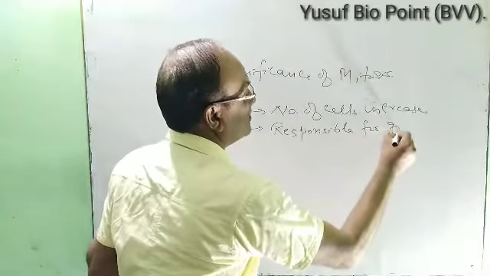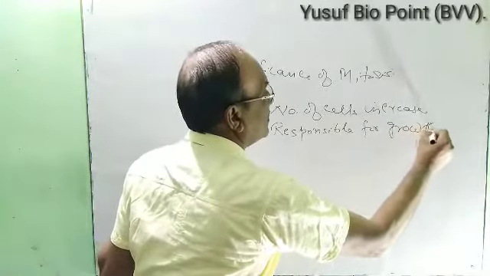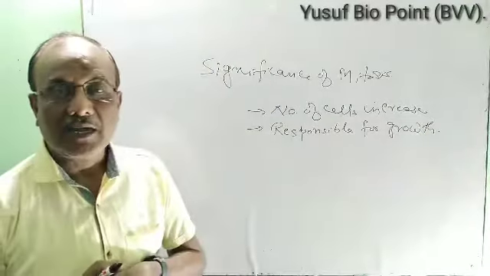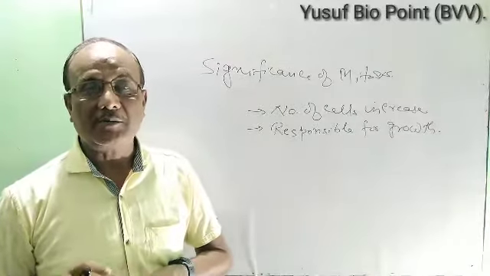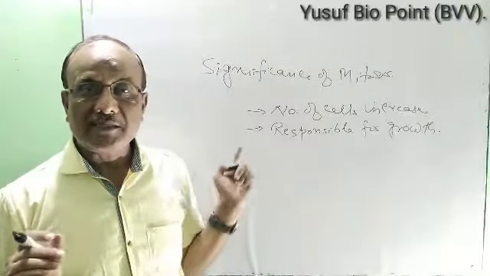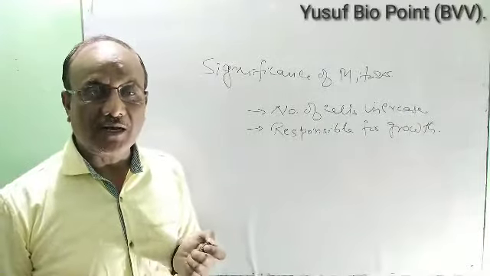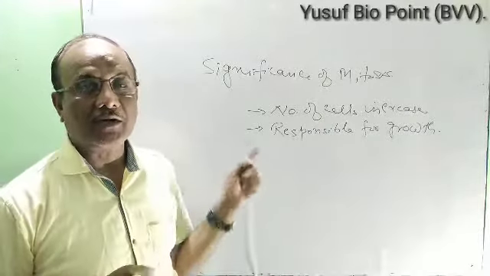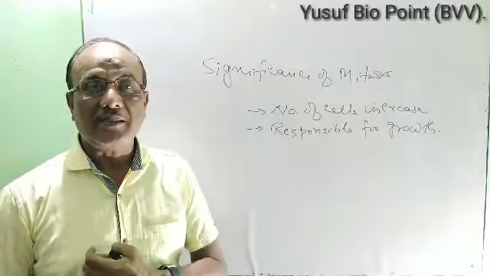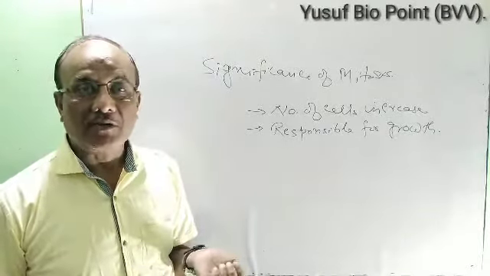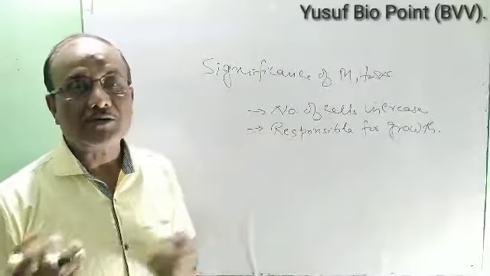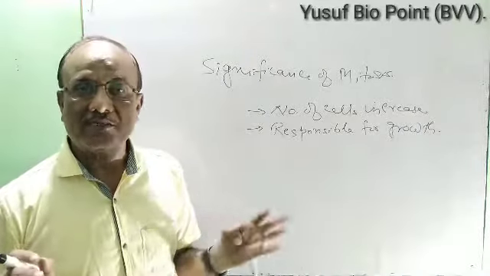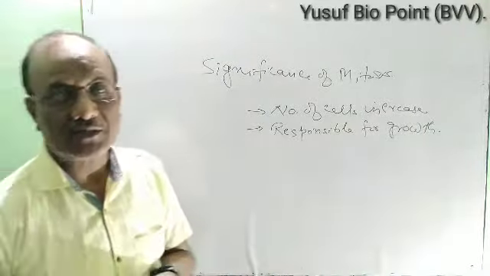By this the number of cells increases, and that's why it is responsible for growth. Understand? It is responsible for growth in plants. You know, in the meristematic parts, the mitotic cells undergo mitosis cell division, and due to that growth takes place in plants. So it is responsible for growth in plants and animals, in all living things, by mitotic cell divisions.